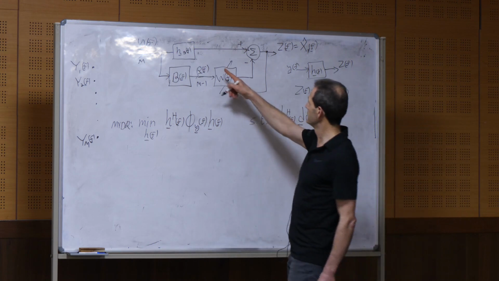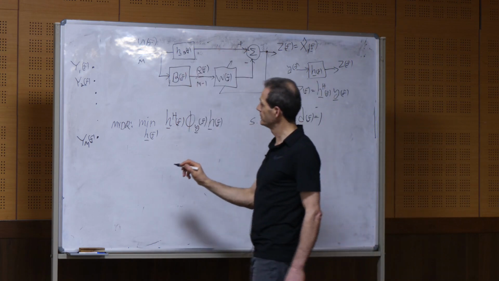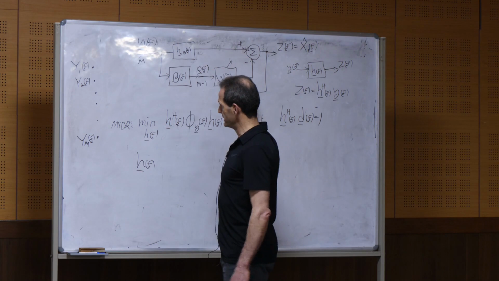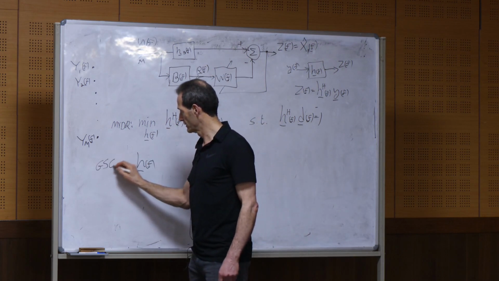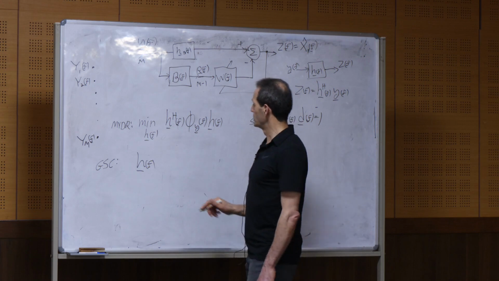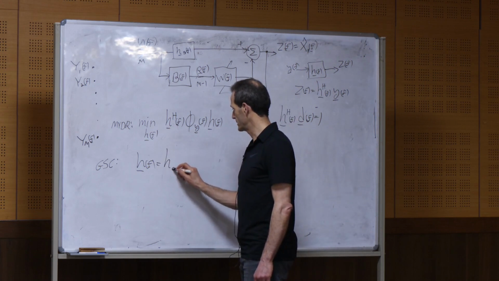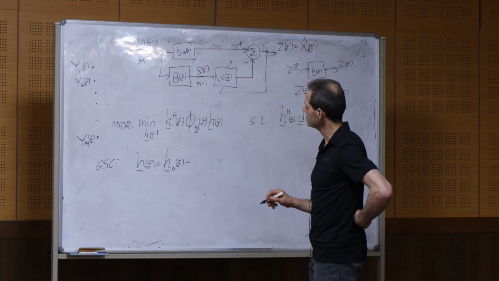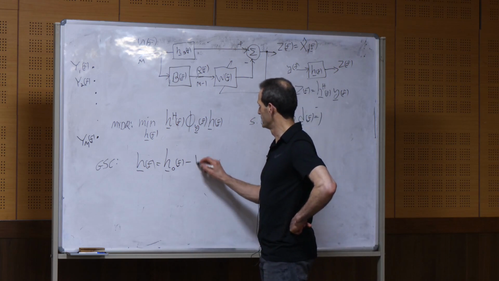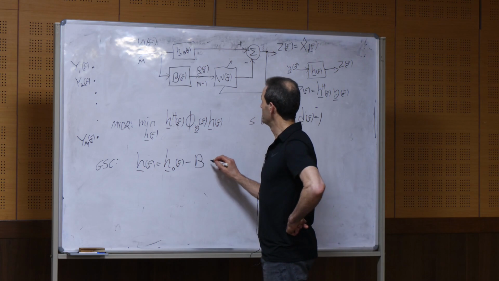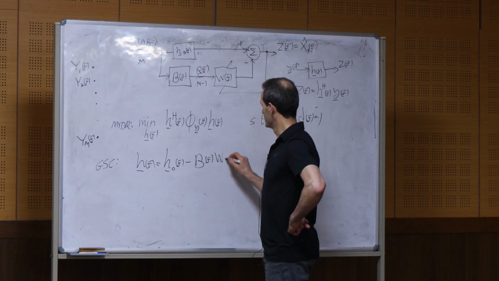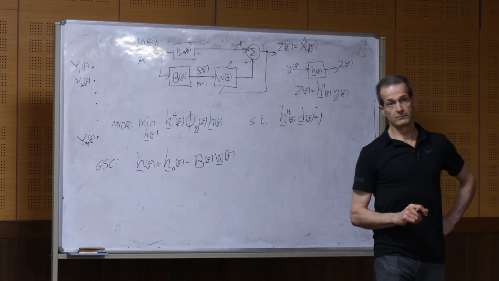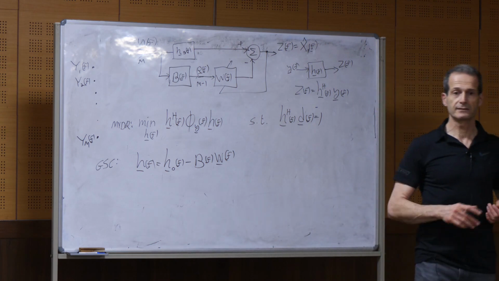So here we can write H using this GSC, generalized sidelobe canceller. We write it as H0F minus B WF. Okay, so we can always write something like this.